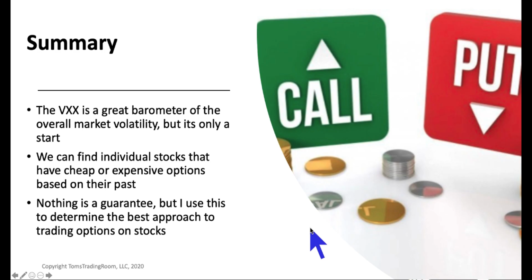In summary, the VIX or VXX is a great barometer for forecasting and looking at market volatility, but it's overall volatility, so it's just a start. We can find individual stocks that have cheap or expensive options based on their past, and again, nothing is a guarantee, but I use this. What I mean is looking at expensive and cheap options to determine the best approach to trading those options on those individual stocks.